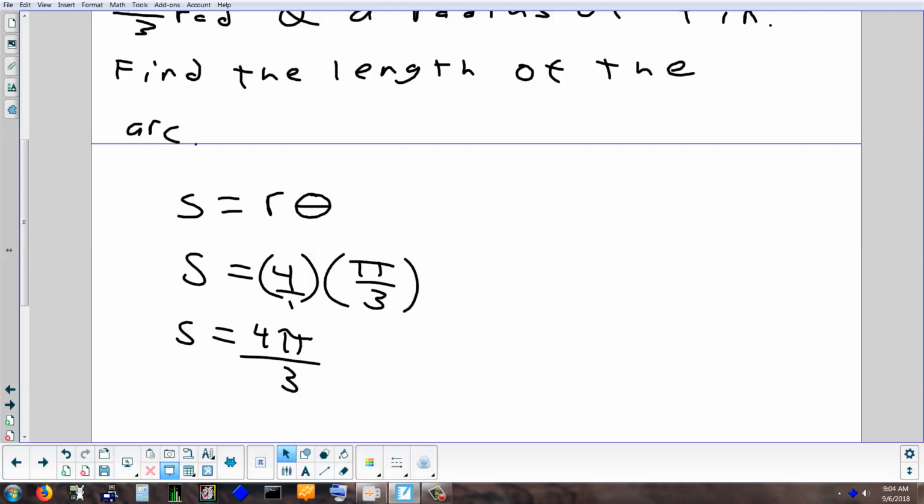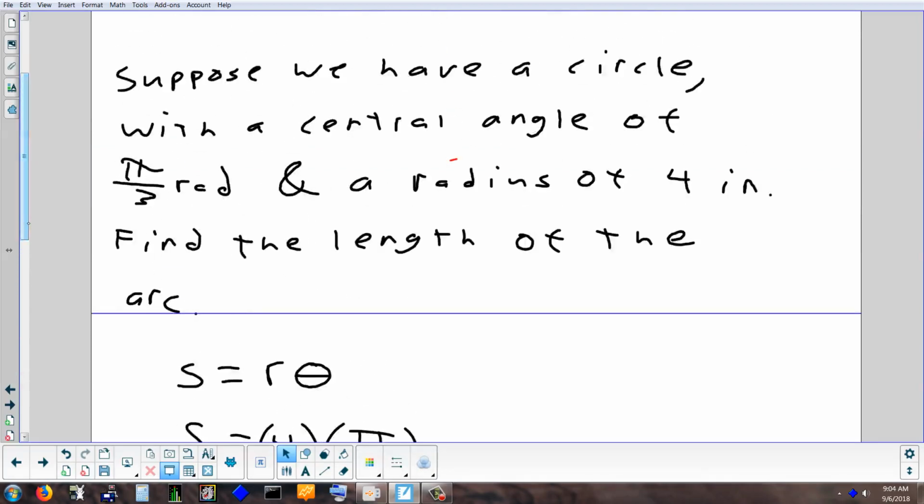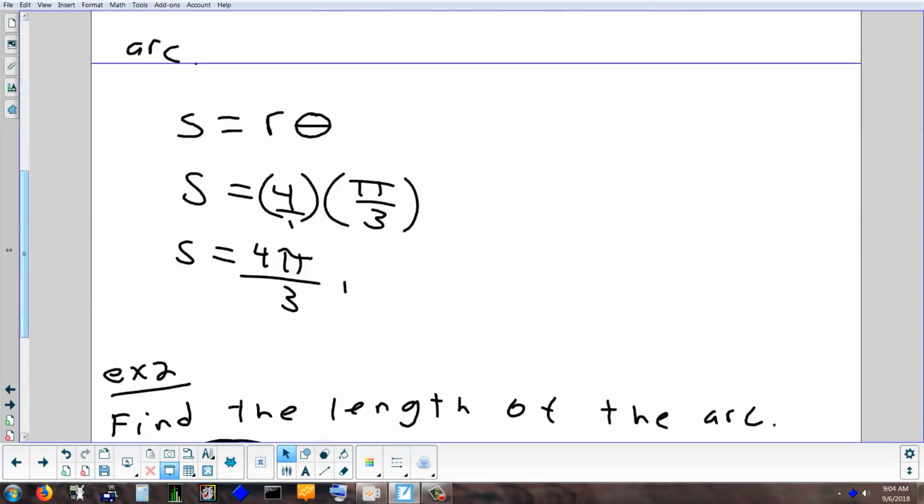Well, let's remember what S is. What is S, Joe? The angle of the arc. Well, the angle is theta. S is the arc length. So S is a length. So go back up in your problem. What unit did we use for length in this problem? Inches. So that is 4 pi over 3 inches.